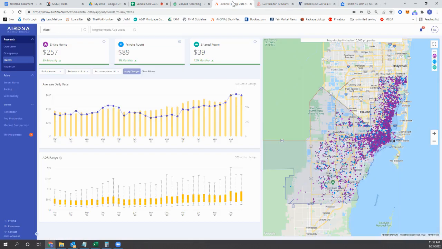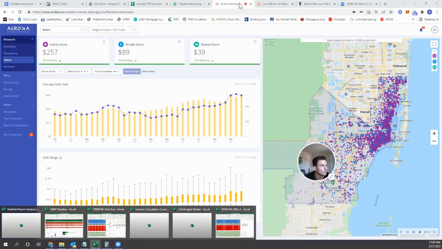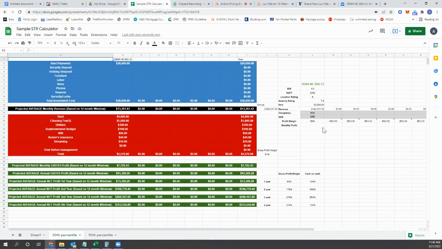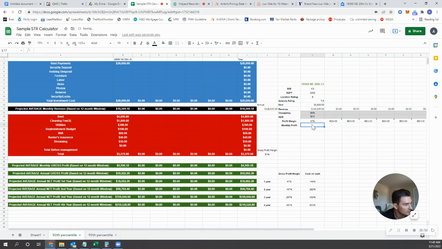And we're going to come back here. While we're here, we're going to grab the 50th percentile, 511, which is still extremely high, but numbers don't lie. Do the numbers tell you what to do? So we're talking 511 average daily rate. That's what I'm going to use. I'm going to go here, 50th percentile, 511 average daily rate.